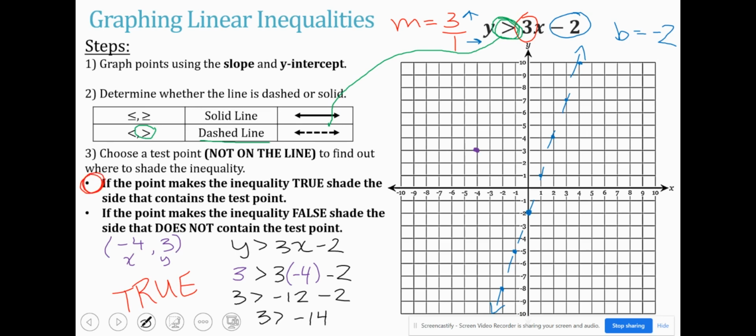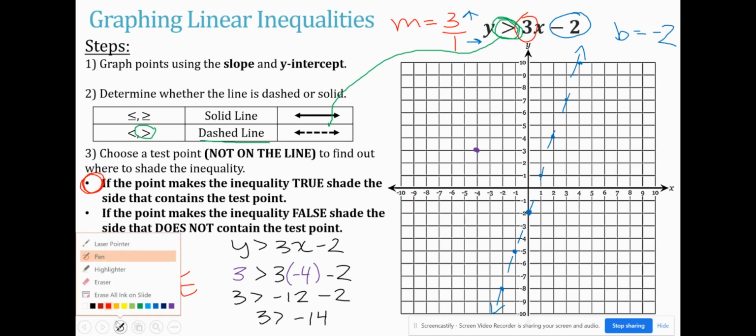So if the point makes the inequality true, we're going to shade the side of the line that contains that point. So we have this side of the line here, and this side of the line here. We've got to decide which one to shade. This point made the inequality true, so we're going to shade the side that contains this point. So we're going to shade this entire side of the line. And it's going to look just like this.